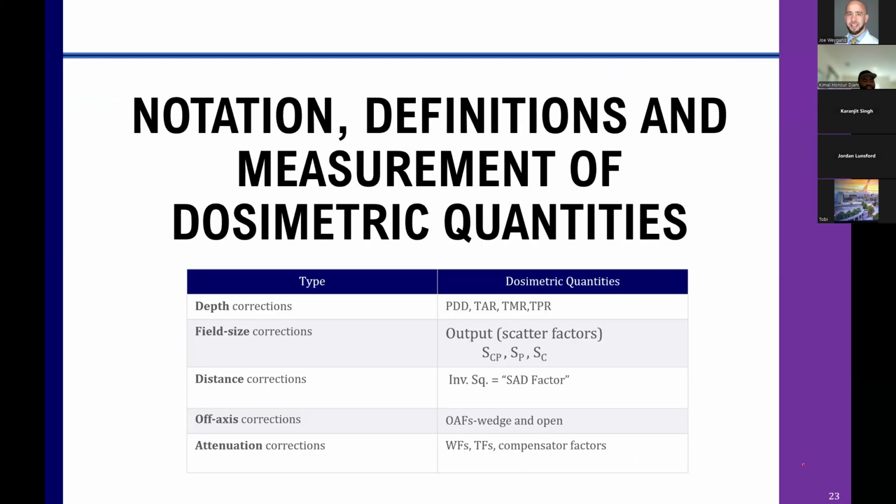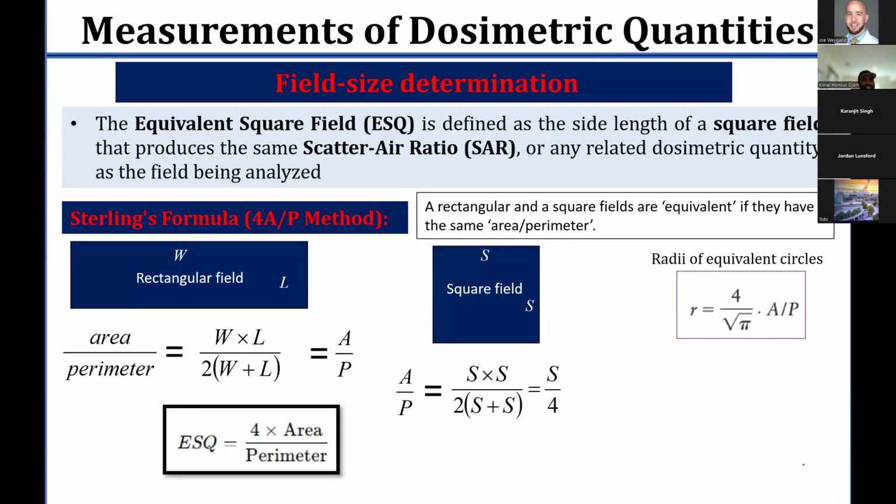Let's look at some of these quantities in detail, which I think is very important in order to understand what these parameters in this equation actually mean.